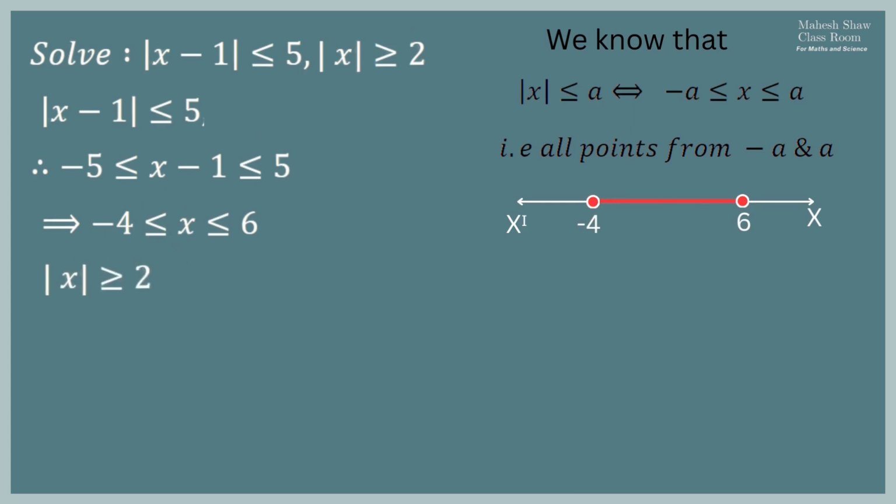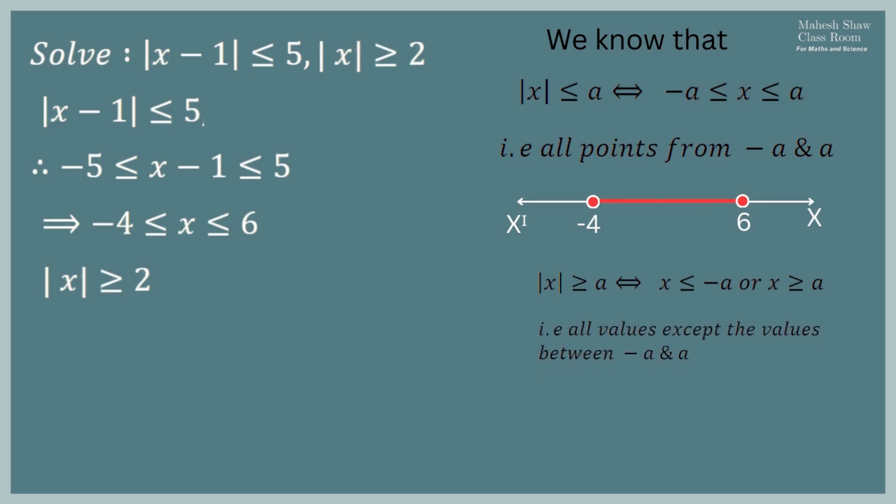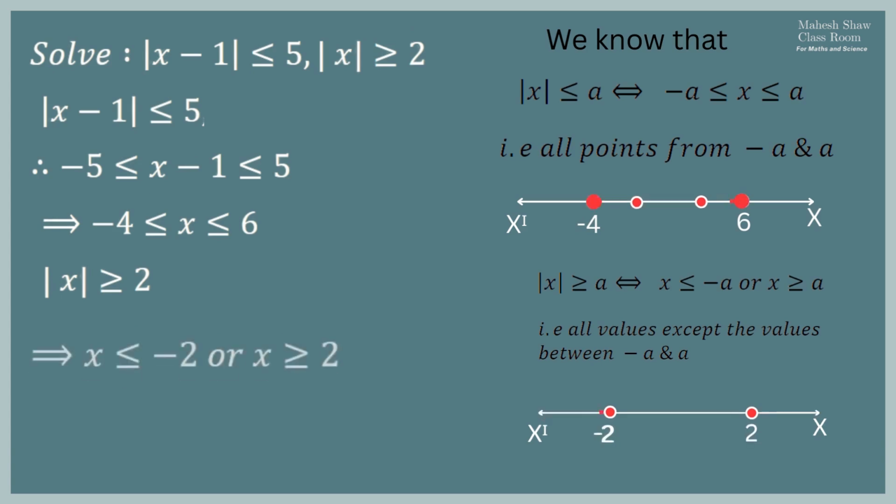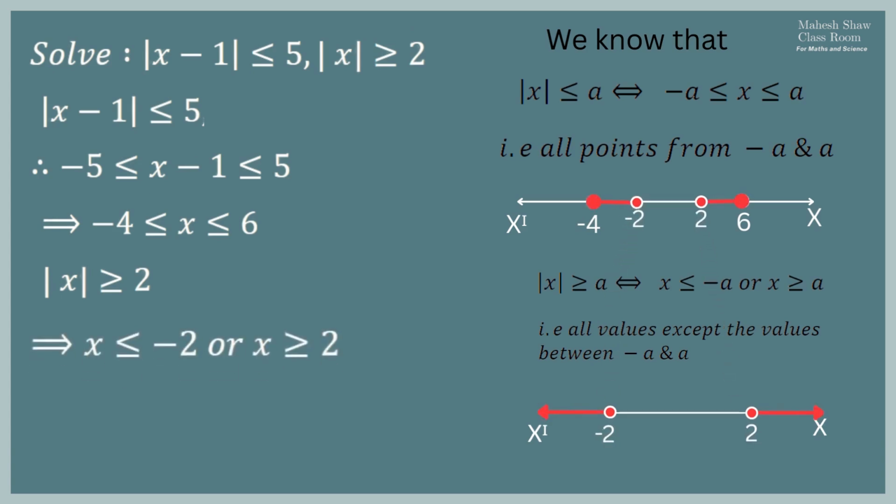Next, we have |x| ≥ 2. So we know that for |x| ≥ a, x ≤ -a and x ≥ a. So using this, we can say that x ≤ -2 or x ≥ 2. Now comparing these two number lines, we can say that the common points for x are -4 to -2 union 2 to 6, both inclusive.